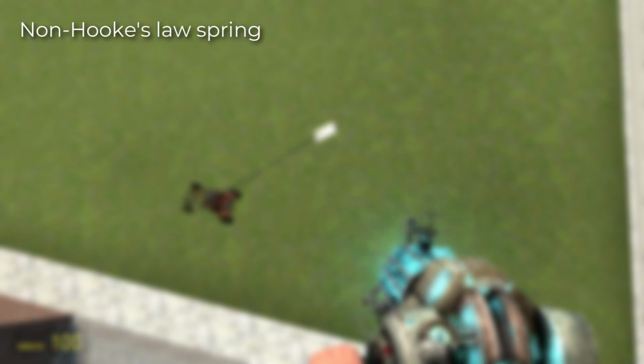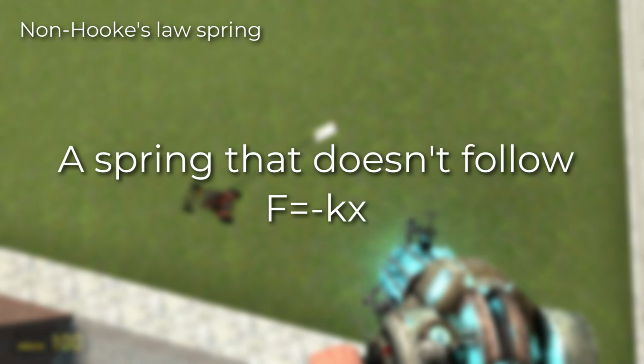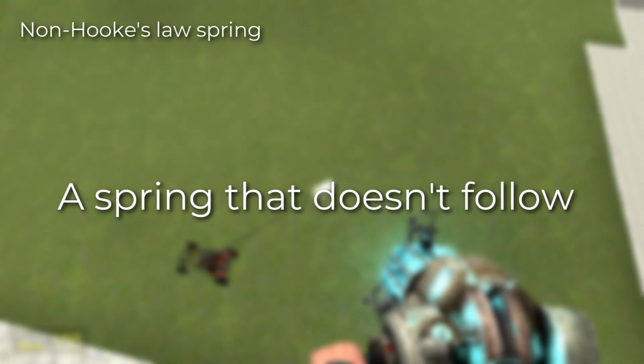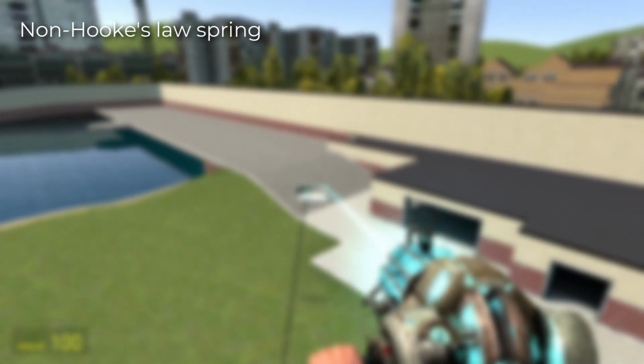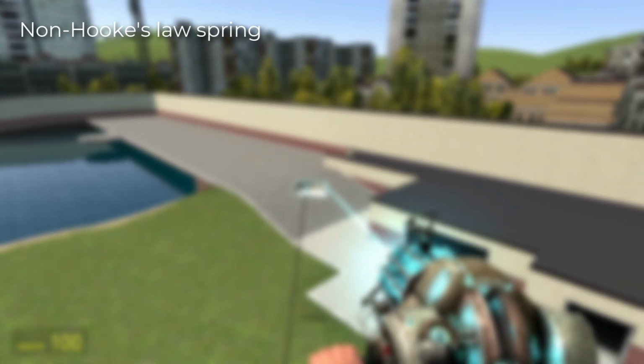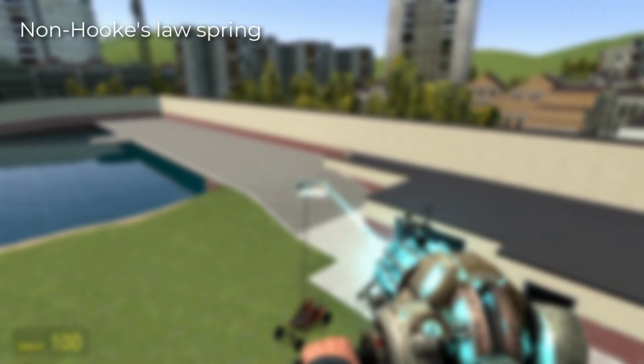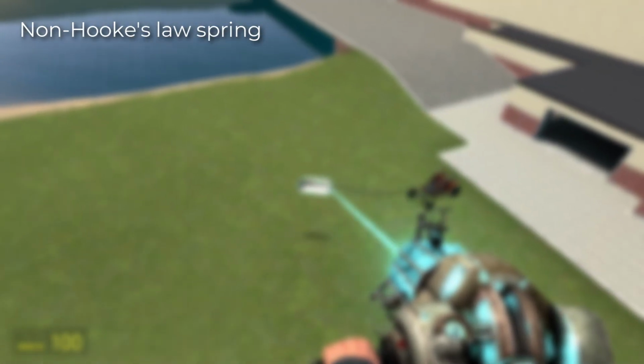Now a non-Hooke's law spring is basically a spring that doesn't follow this linear relationship of negative kx. Instead, it follows a different line, which most likely is a curve. The equation of the curve will usually be given to you in the question, and you can use it just as you would with a normal spring. We'll go over some of those in the practice questions, so don't worry about those.